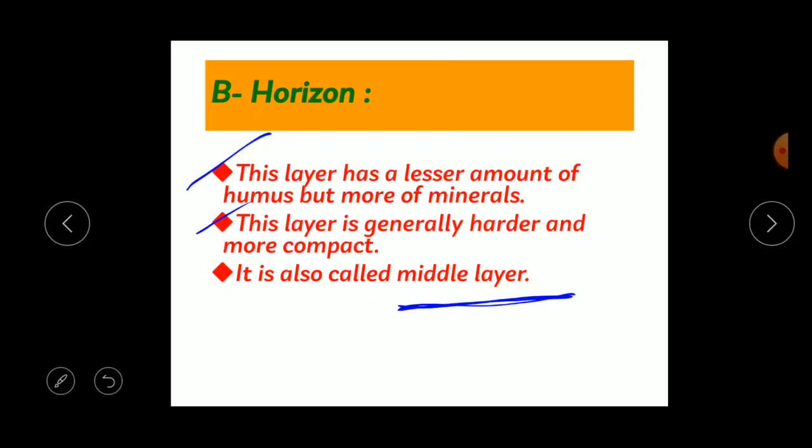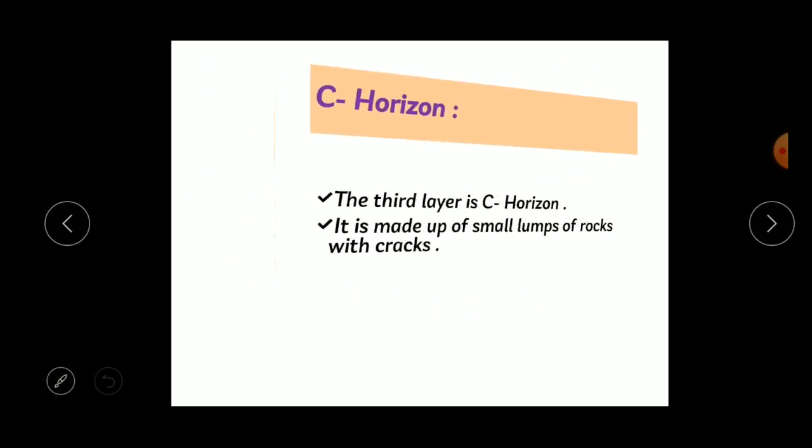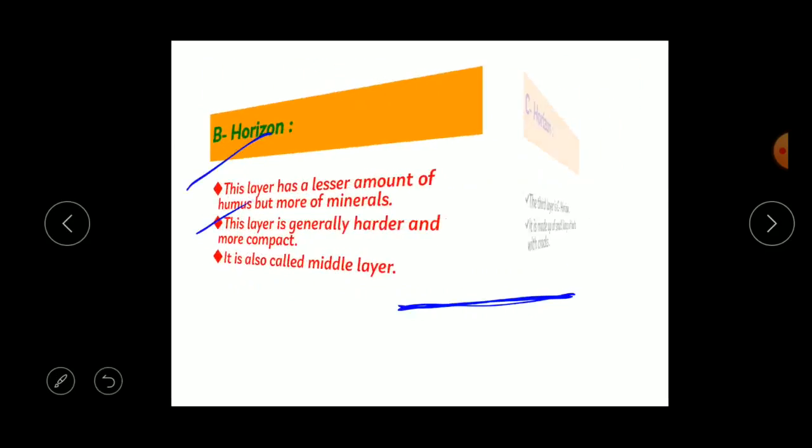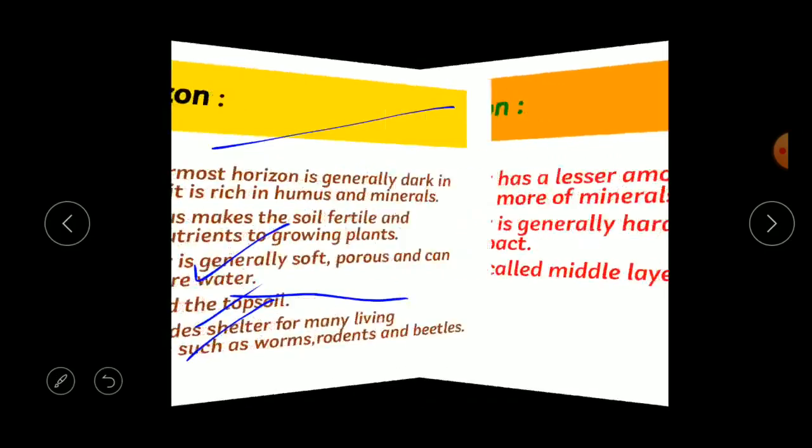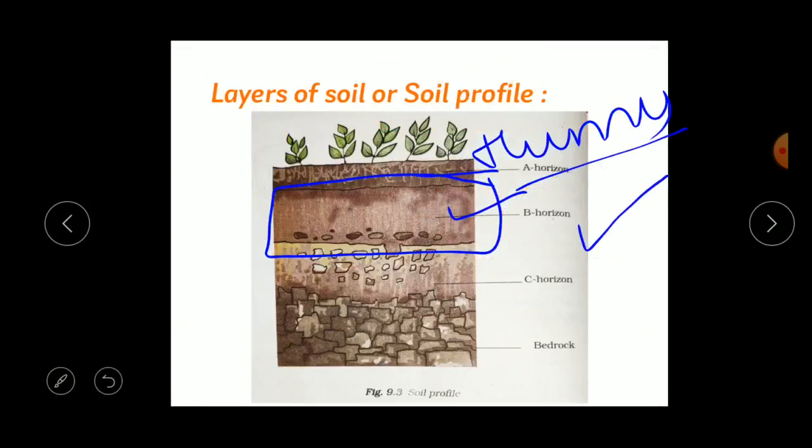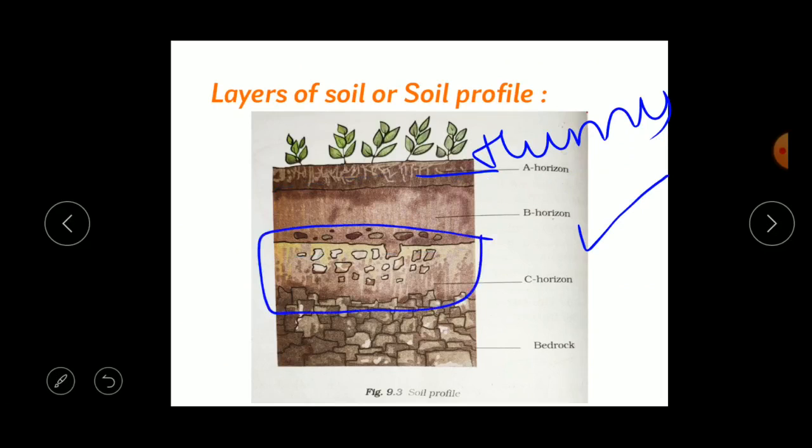So this is about the B horizon. Now let's move to the C horizon. So here you can see, this layer is called the C horizon. This C horizon is the third layer. The A horizon is first, the B horizon is second, and third is the C horizon.